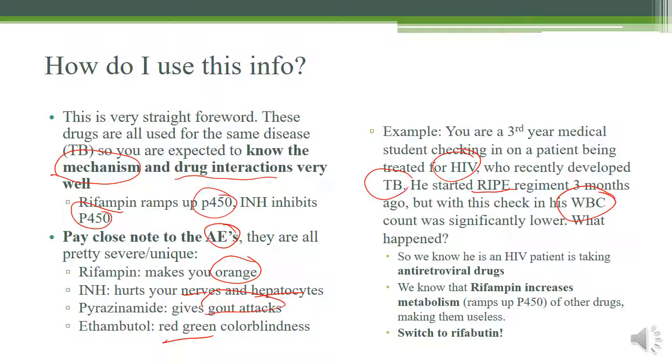What happened? So what you need to know is that some sort of drug that we added with the RIPE regimen has affected the drugs for the HIV. So what we need to know is that he's probably on antiretroviral therapy, and some of them do use the P450 enzymes, but we also know that rifampin over here, with the RIPE treatment, can actually increase the metabolism of the P450. So what you get is a reduction in the concentration of all the other drugs. So they're not really working.